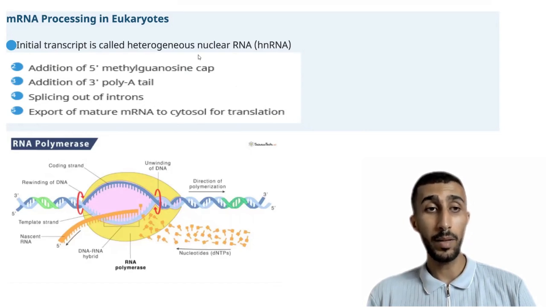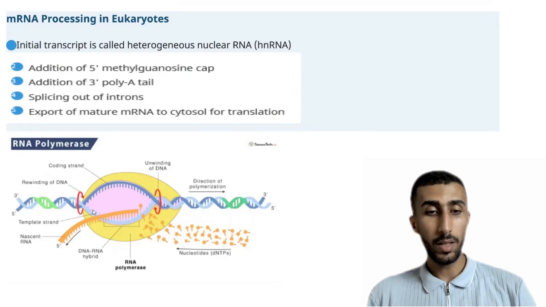All of this mRNA processing occurs in the nucleus before being transported into the cytosol. First, addition of the 5-methyl guanosine cap and the 3' poly A tail and splicing of introns, then extrusion into the cytosol for translation.